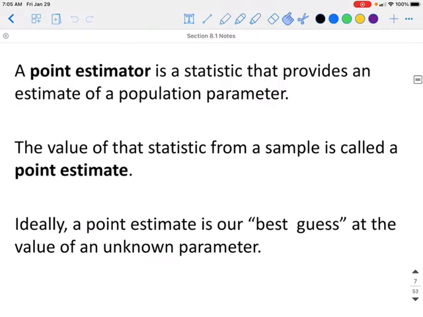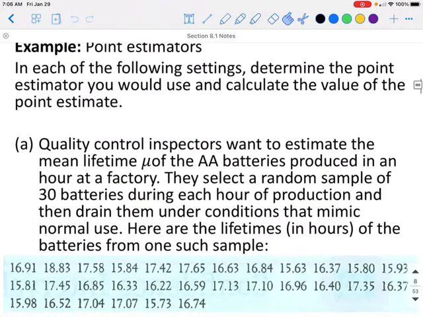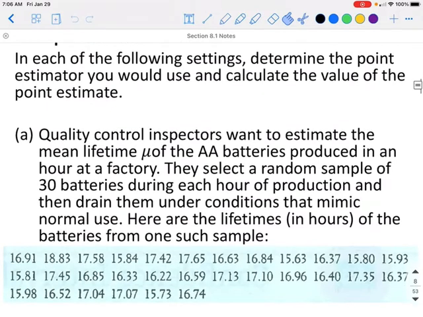So a point estimator is a statistic that provides an estimate of the population parameter. The value of the statistic for a sample is called the point estimate. Ideally, a point estimate is our best guess at the value of the unknown parameter. In each of the following settings, determine the point estimator you would use and calculate the value of the point estimate.